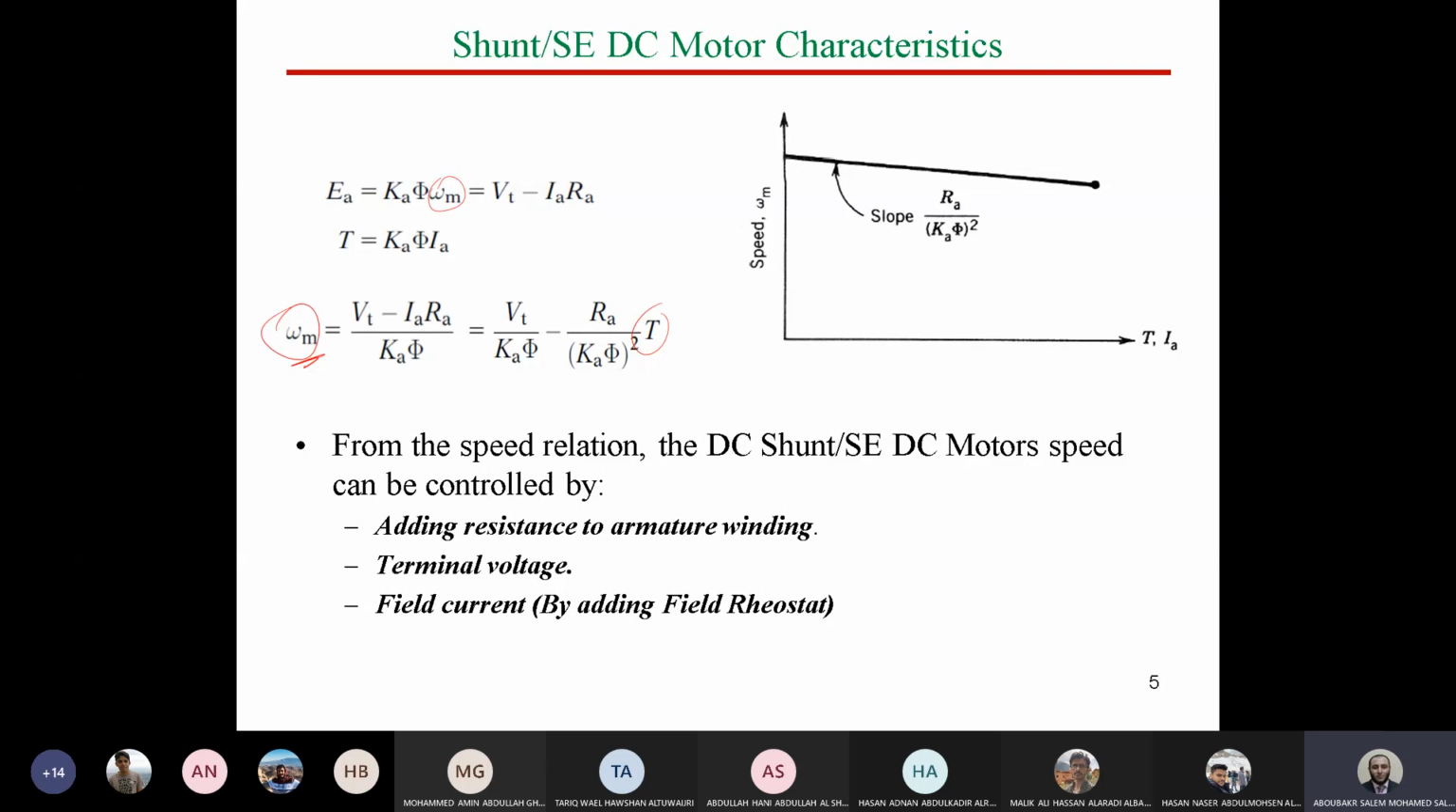What else? The field current. The field current, exactly. So if we control the field current, we can control the flux. And by doing that, we can control the speed, torque, or the torque-speed characteristic curve.